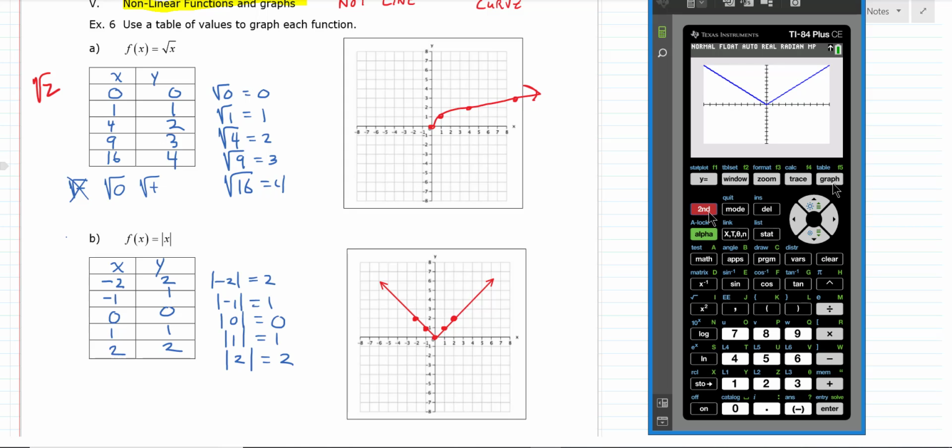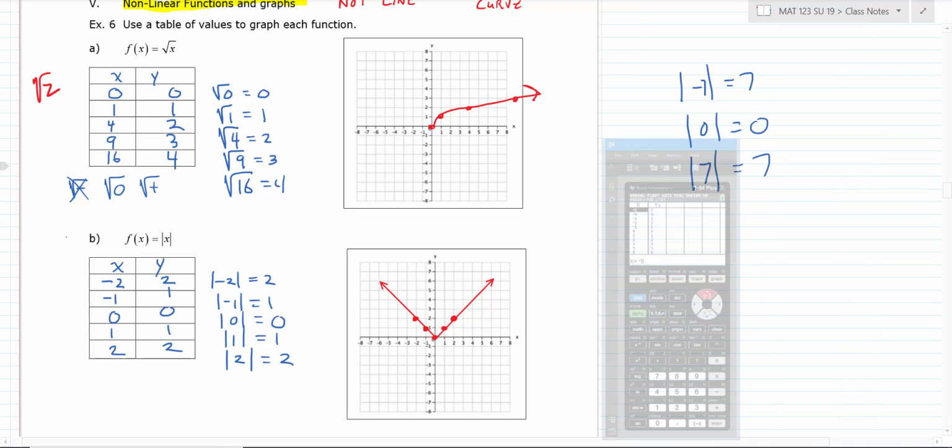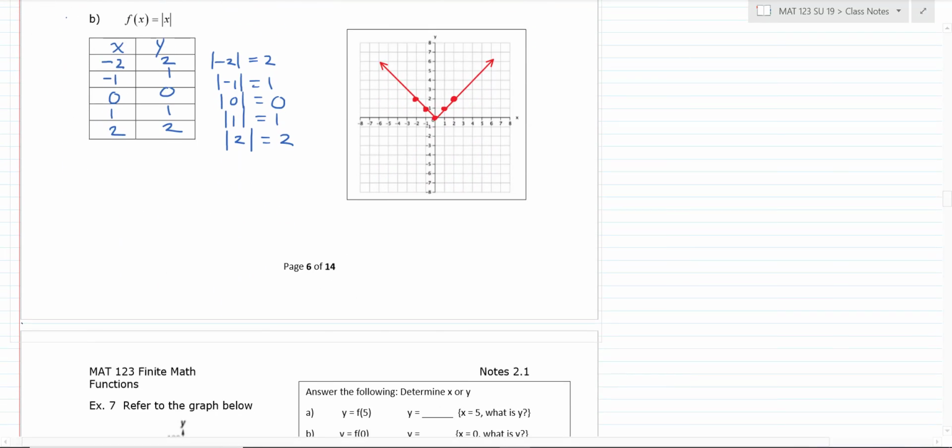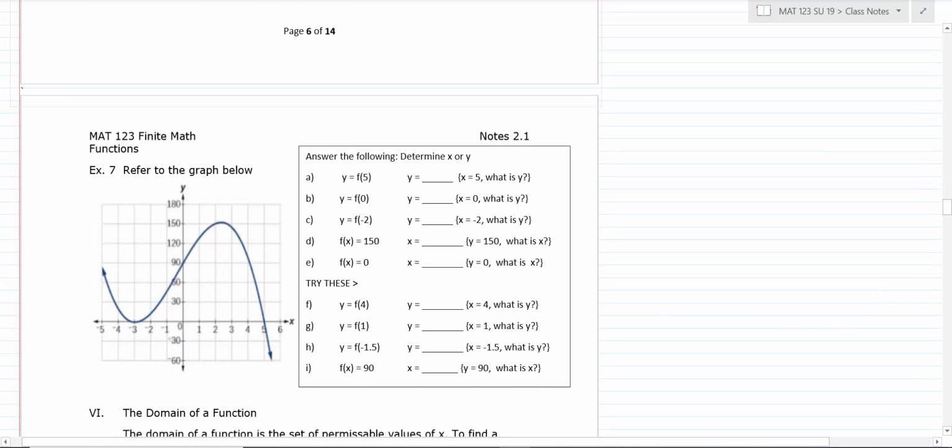And again, if you did your table of values, you'll see all these same values that we came up with. Okay, so basically all it's showing is the absolute value of a negative is positive and so forth. Okay, so that's it. Okay, moving to the next page.